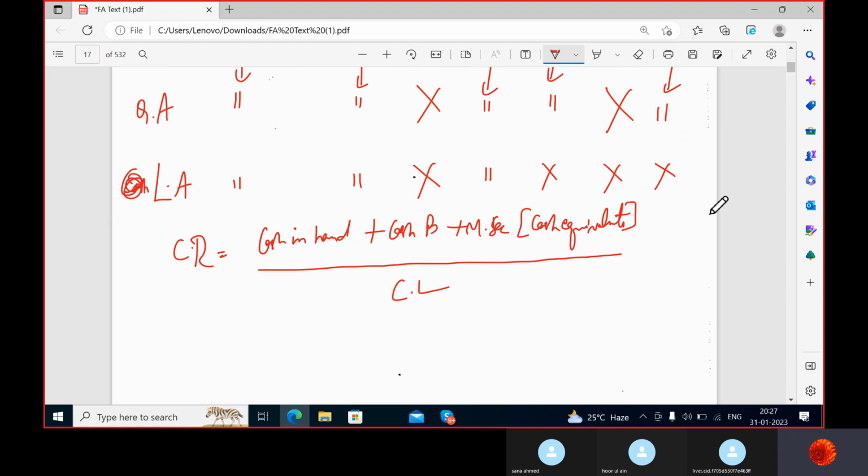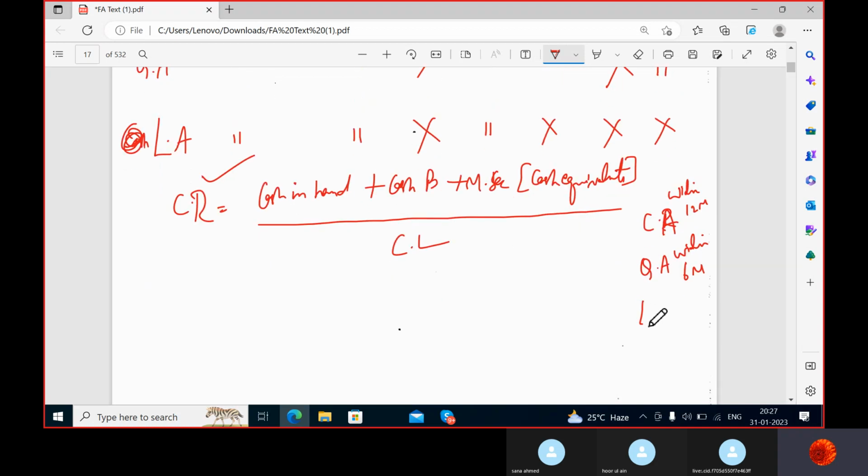And what are we trying to see with the help of these ratios? See, current ratio, we took the current assets. What were the current assets? Current assets are such assets which will give you economic benefits within 12 months. Then we took quick assets which can give you economic benefits within 6 months. Now we are taking liquid assets which can give you economic benefits within what? Can I say immediately?